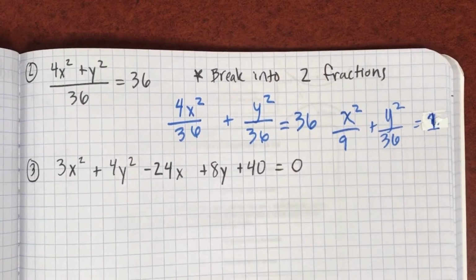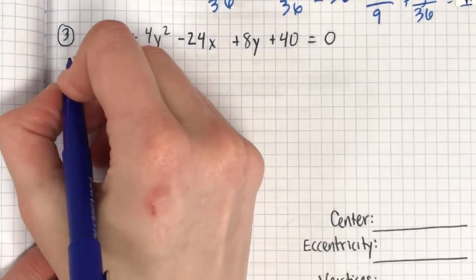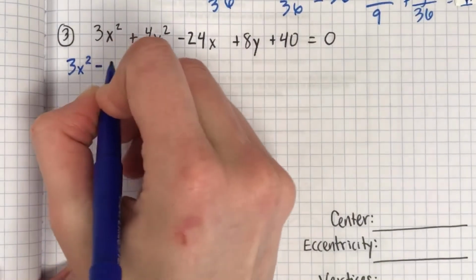All right, our next one is we have to put this in the correct order. Right now it's not in our correct form. We're going to have to complete the square. So go ahead and start by writing this out. Put your x's together.